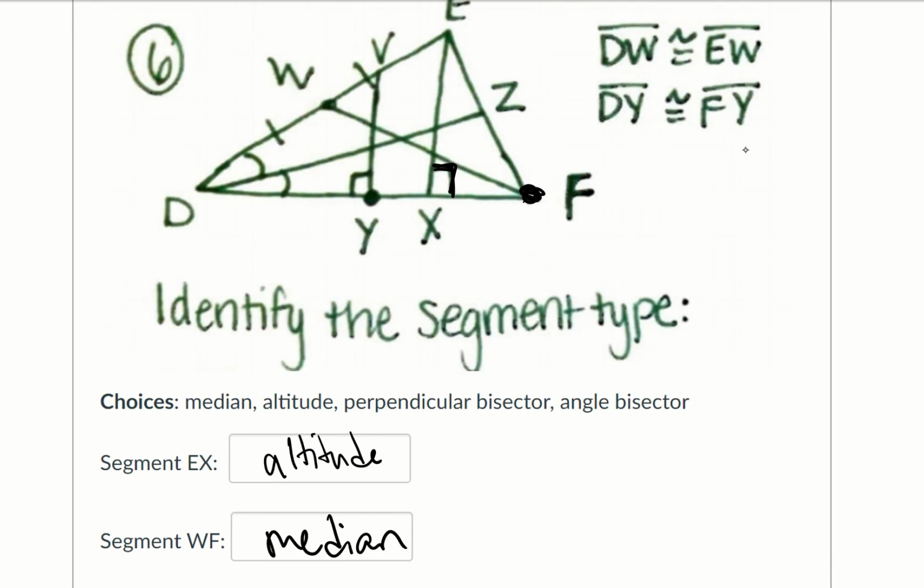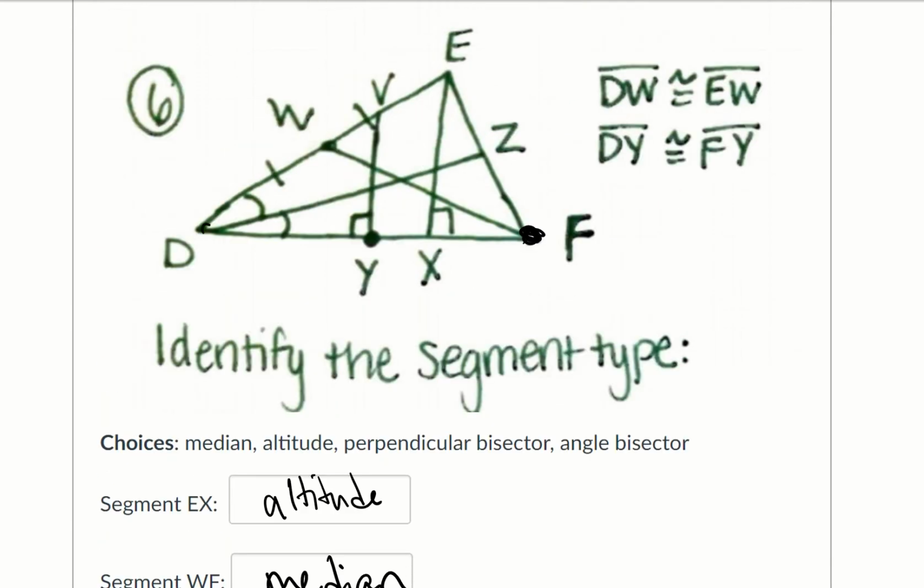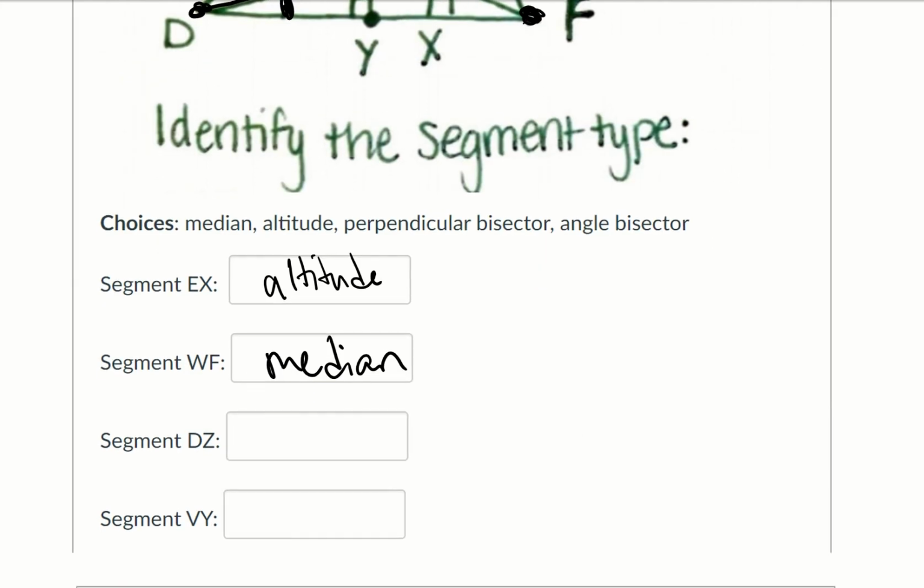All right, segment DZ. DZ is going from the vertex to the opposite side. And that's all it's doing. But it's also cutting the angle in half. So if it cuts the angle in half, that means it's an angle bisector.